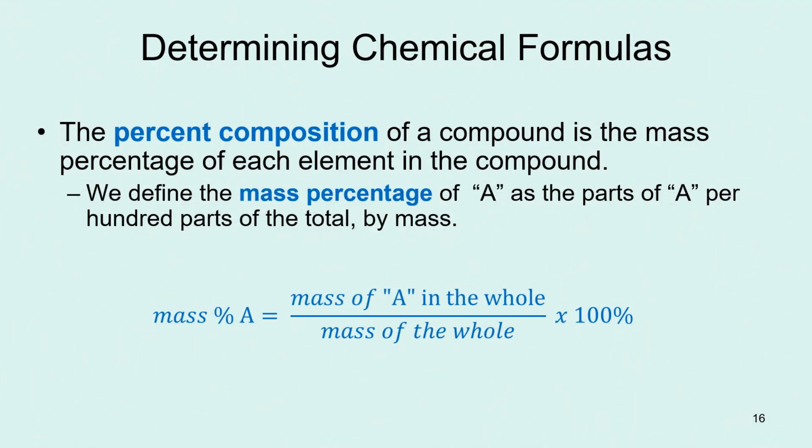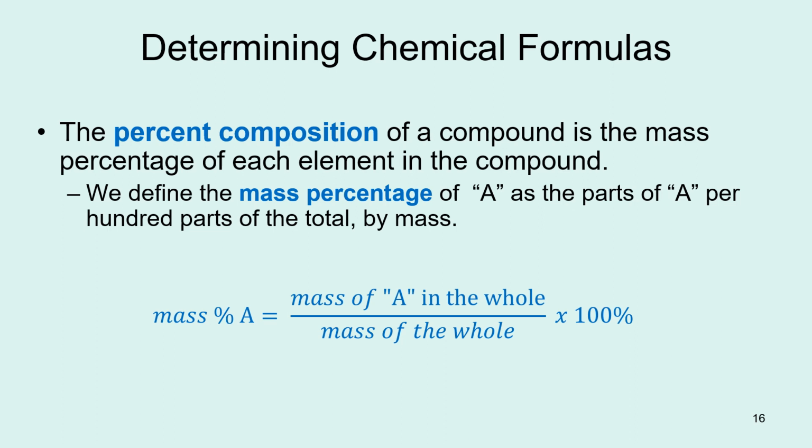Okay, this is going to change the topic a little bit, and we're going to talk about percent composition and a way that chemists can figure out the chemical formula of something by figuring out the percent composition. So we're going to go one way and then the other way. So let's first start with a definition.